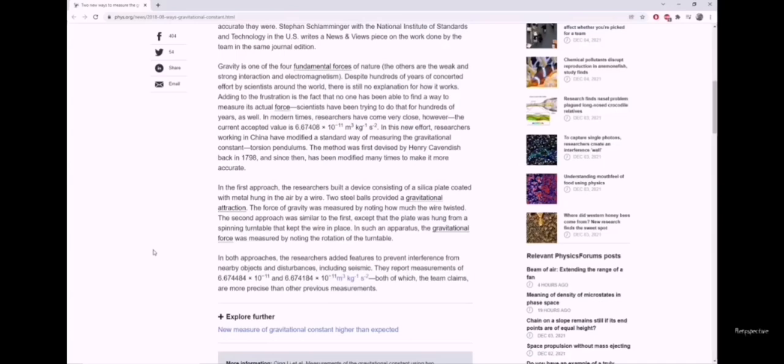Teams of researchers from China and Russia recreated the Cavendish experiment. In the first approach, the researchers built a device consisting of a silica plate coated with a metal, hung in the air by a wire. 2 steel balls provided a gravitational attraction. The force of gravity was measured by noting how much the wire twisted. The second approach was similar to the first, except that the plate was hung from a spinning turntable that kept the wire in place. In such an apparatus, the gravitational force was measured by noting the rotation of the turntable.